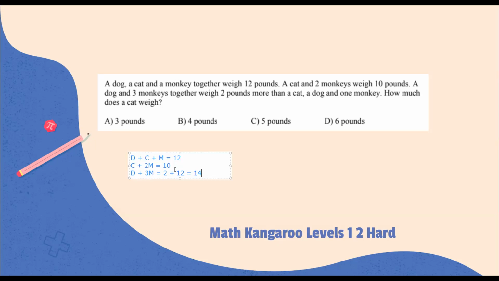So over here, if a dog and 3 monkeys is 14, and a cat and 2 monkeys is 10. Well, how much would a cat weigh? So, if we subtracted 2 monkeys from 3 monkeys, and a cat from a dog, that would not work, right? So does anyone have like a good idea of the next step? You can share it in the chat.